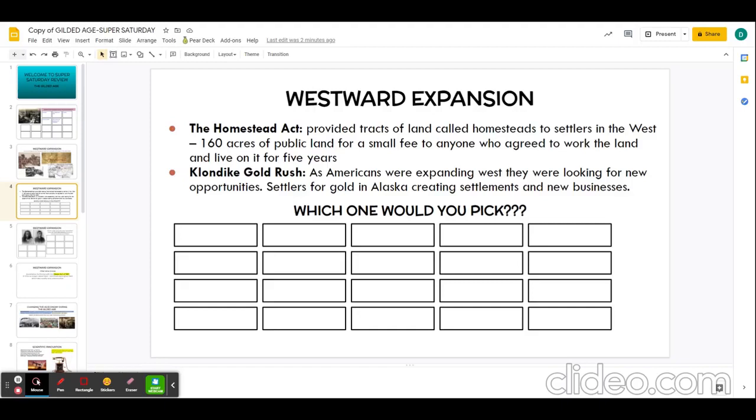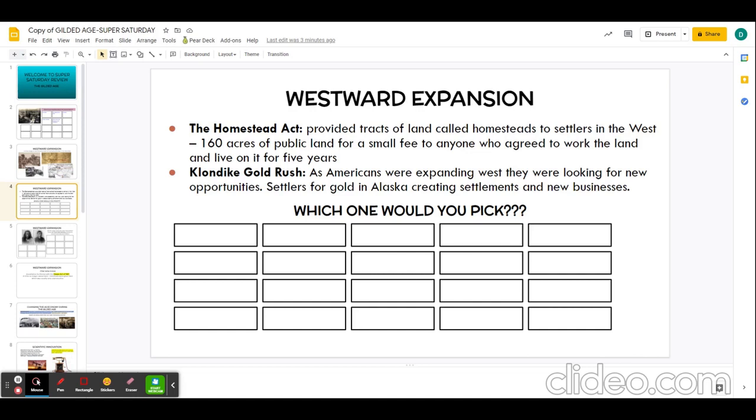Now, the other is the Klondike Gold Rush. We are all aware of the gold rush, and most of us think California, but on the STAR test, you need to also remember the Klondike Gold Rush, which was in Alaska. And so you have lots of settlers who take that risk to go up to Alaska and try to strike it rich mining for gold. It also creates boom towns and businesses along the way.